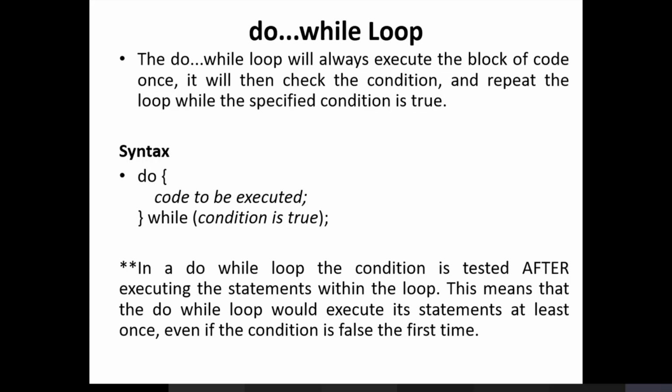If the condition is true, it keeps on executing until the desired condition is met. But if the condition is false, then also it will execute, but only the first time. It will execute only the first time, and as soon as the condition is false, it will not execute a second time. That is the do while loop.